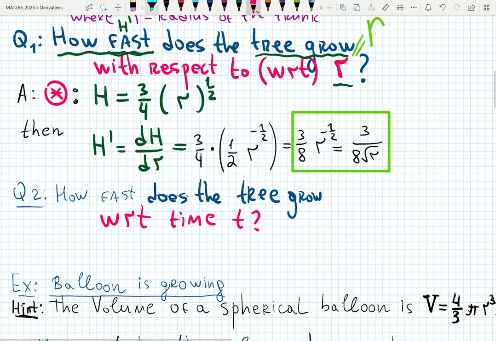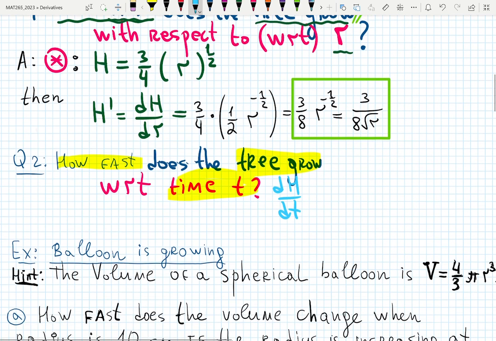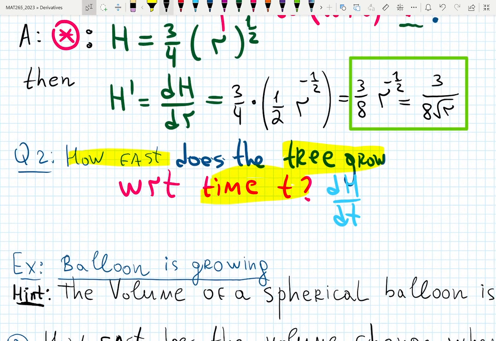So, this time is something different. It's not the same question anymore. Let's read it again. The first part, how fast, that's a derivative. The tree grows, okay, that's h prime. I still know it's h prime, nothing new here. Let me put it below. H prime. And then it says with respect to time, which means dh/dt now. So let me write down dh/dt. That's interesting. So I need to find dh/dt.